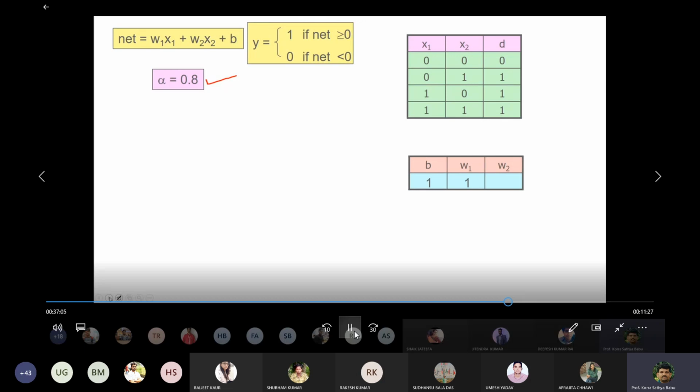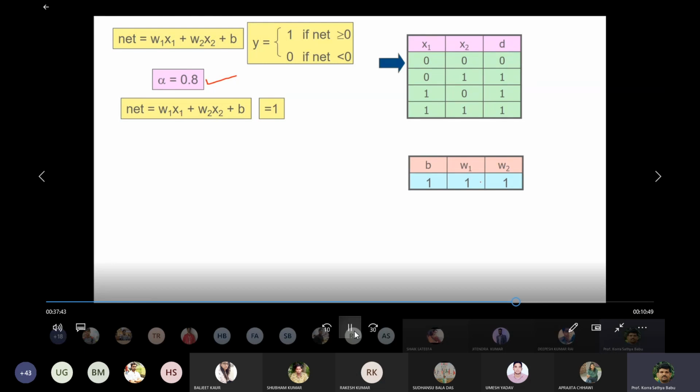Bias, for example, take 1; weight 1 you take 1, and weight 2 you take 1. Now assume that for this particular data, if this bias and weights are given, will this be sufficient? Will this be correct enough to train this data and learn? Can this system learn with this particular bias and weights? Let us see how it will do it. So take the first row. Now net equals w1 x1 plus w2 x2 plus b. So what is the value that you are going to get? So here, is it correct?